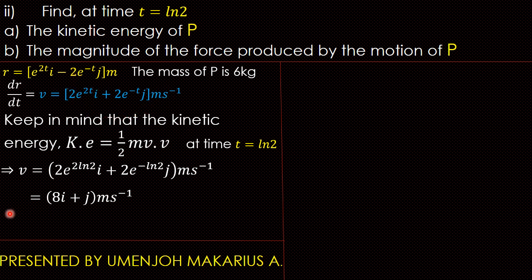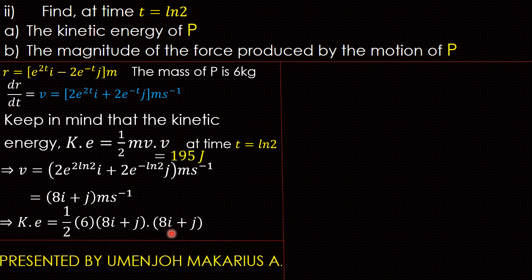Good. So guys, the kinetic energy in this case now, our K is going to be 1/2 m. What is our m, guys? Our m is 6 kilograms. Our v is 8i plus j, and we dot it with 8i plus j. So guys, if we simplify that correctly, we are going to have the kinetic energy be 195 joules. Good. So guys, this is the value of the kinetic energy that we expect to have. Okay, now guys, the B part is saying that we should find the magnitude of the force produced by the motion of P.